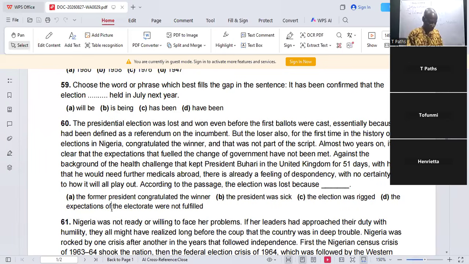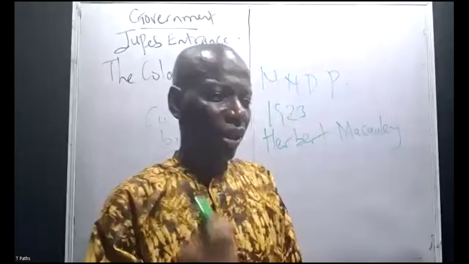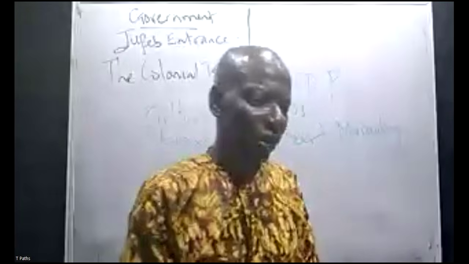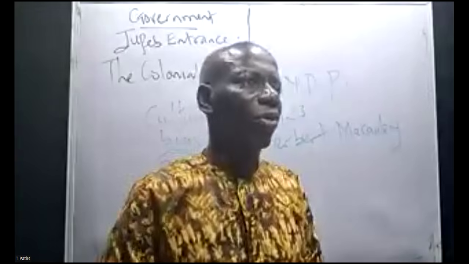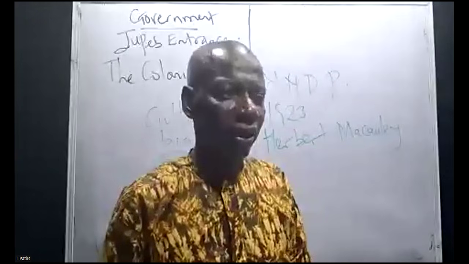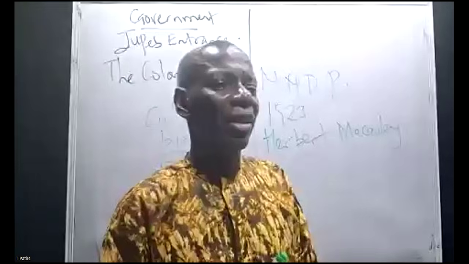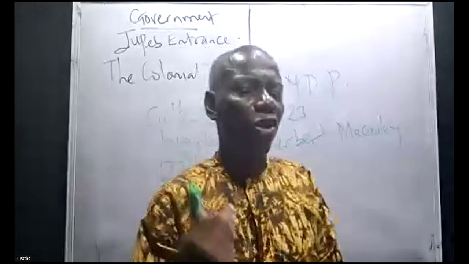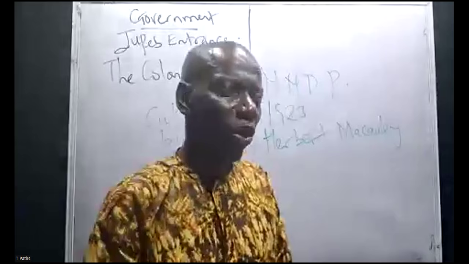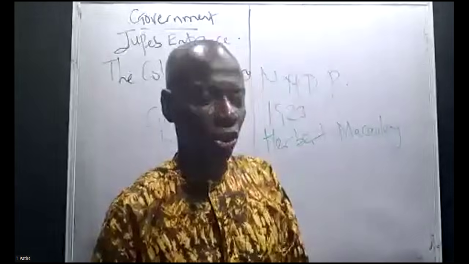They are looking at what? The antecedent. Essentially because it had been defined as a referendum on the incumbent. What is a referendum? It is an election that tends to seek the opinion of the electorate in relation to the government's plan of action. Now, if they conduct a referendum on an incumbent, and we all know that Buhari was not health-wise strong then, was terribly ill, definitely there will be what? A vote of no confidence being passed on the incumbent by virtue of his health issues.